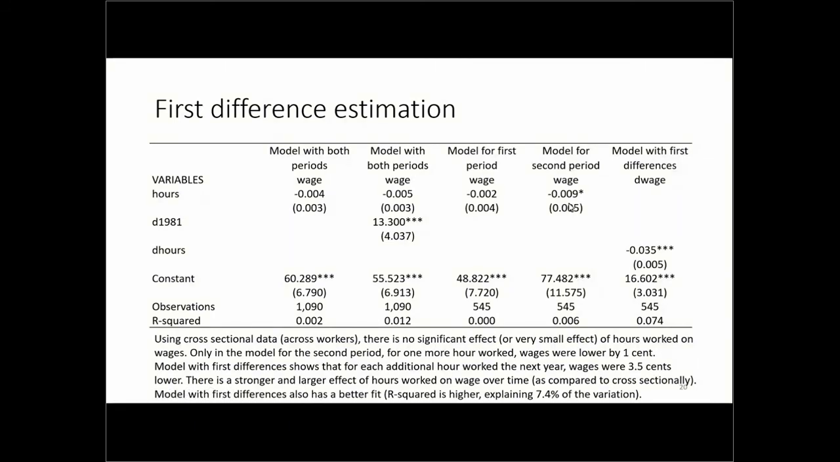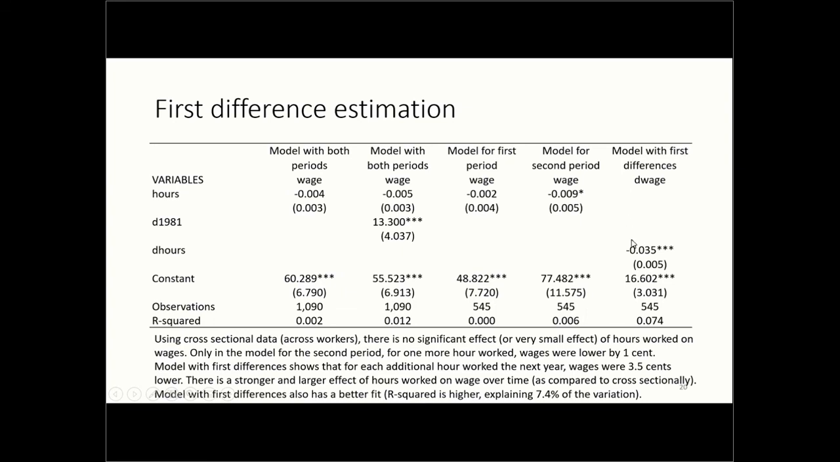So because this is the model for the second period, how we would interpret this coefficient is that for the second period, if someone worked 1 hour more compared to other people cross-sectionally, right, they would be getting 1 cent lower in wages. So this is like a cross-sectional interpretation.